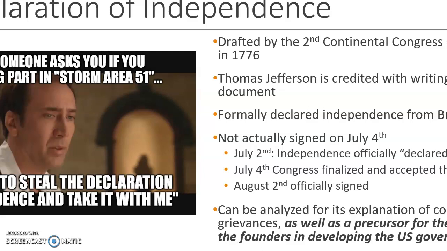But we can analyze the Declaration of Independence for a couple of reasons. It can be used to explain colonial grievances, so why the colonists wanted to break away from Great Britain, and it also can be a precursor for its intentions in developing the U.S. government. There are going to be some pieces in there that are precursors or predictors of the coming U.S. government, or when we get to the Constitution, some things that you can tie back to there. One question I like to ask is whether the Constitution met the criteria or upheld the principles of the Declaration of Independence. So we'll be looking at that as well.